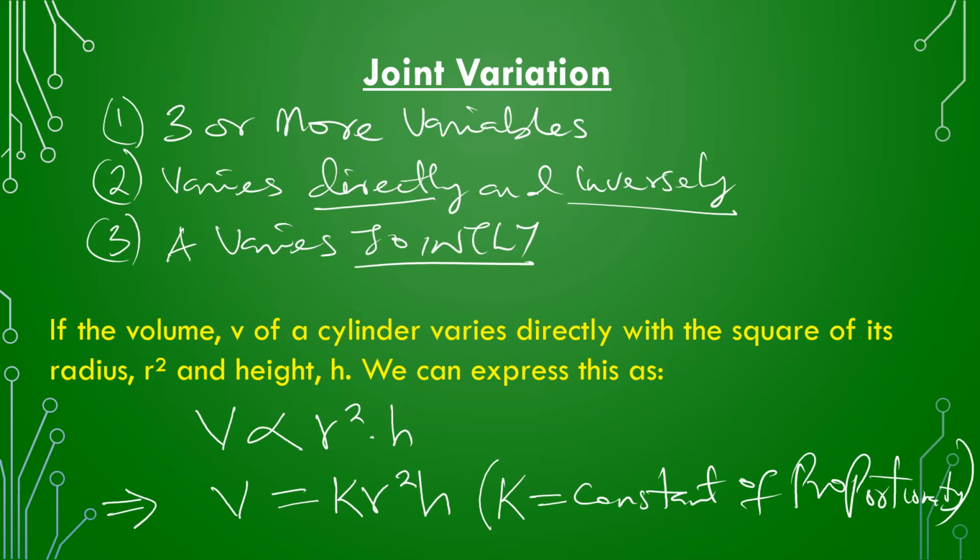Also note that we have V here as one of the variables, R as the second variable, and H as the third variable, which satisfies our first statement here that if the question involves 3 or more variables, note that that question is under joint variation. Now let's proceed to solve examples so that you get a big picture.